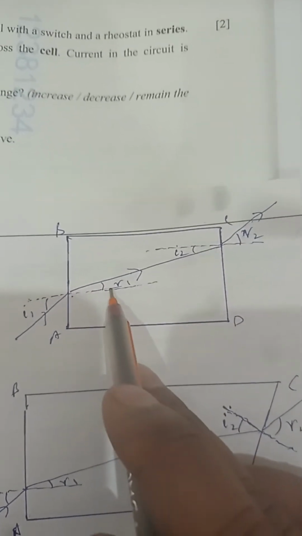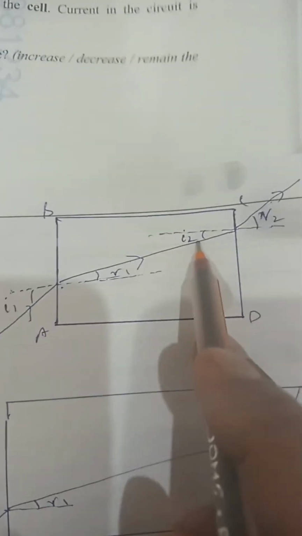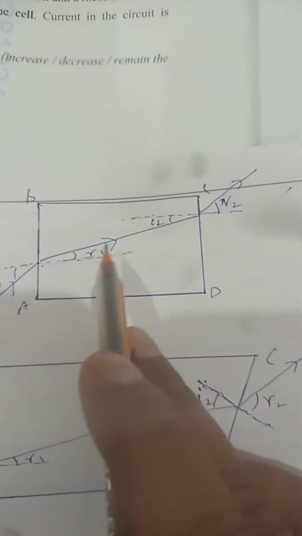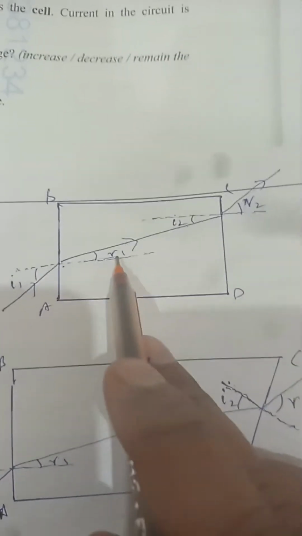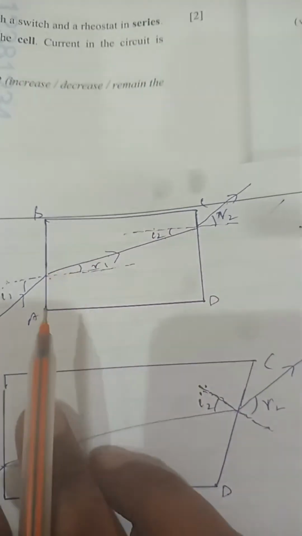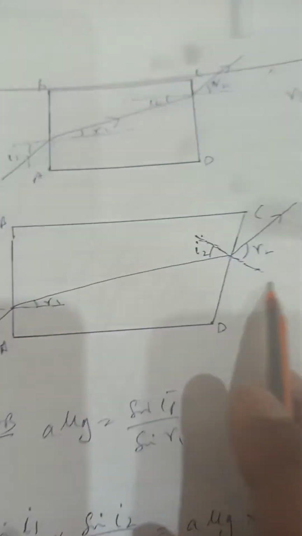This is the angle of refraction at the first surface, this one is the angle of incidence at the second surface. Okay, but here it is mentioned that this angle and this angle are not equal. Angle of refraction at first surface and angle of incidence at second surface are not equal. So it means that these are not parallel. So it will be of this type.